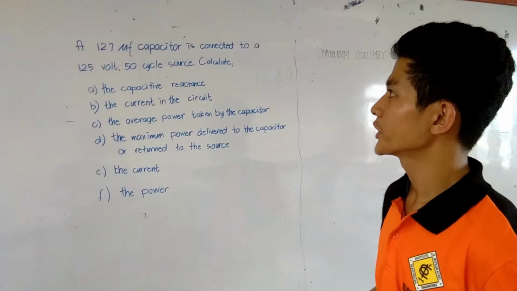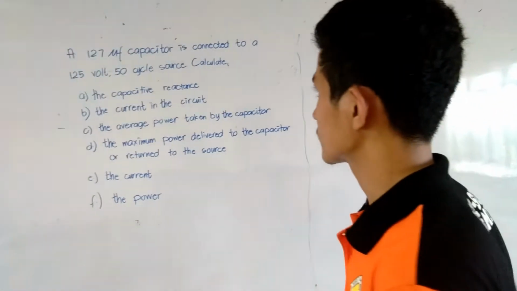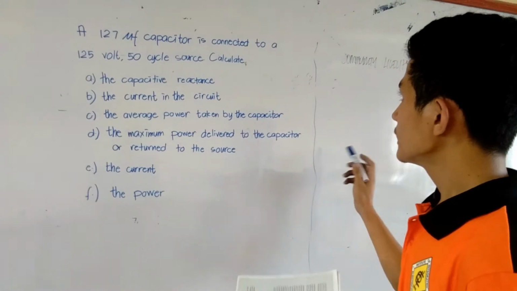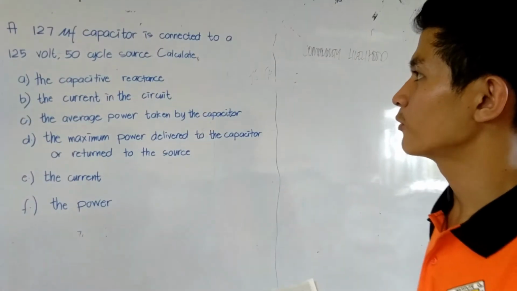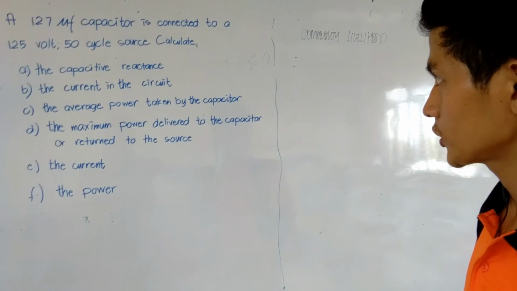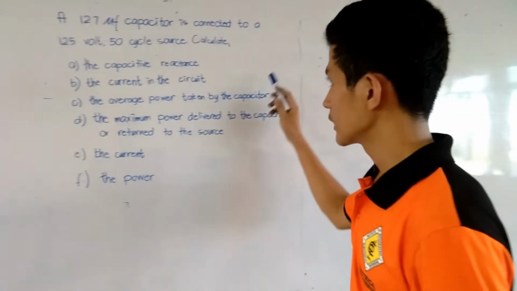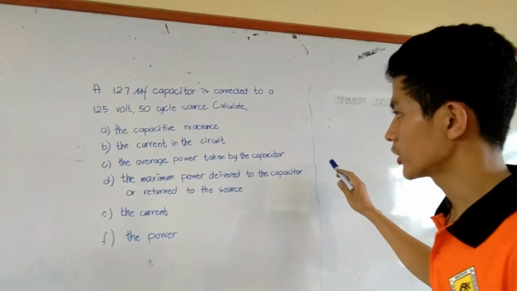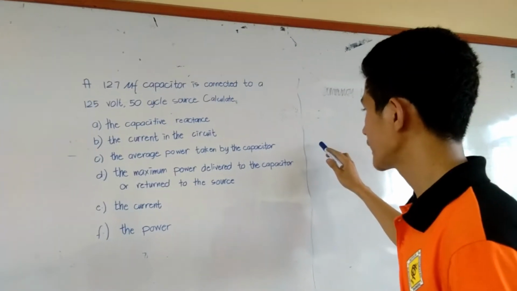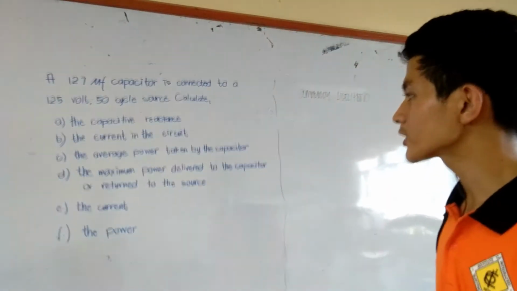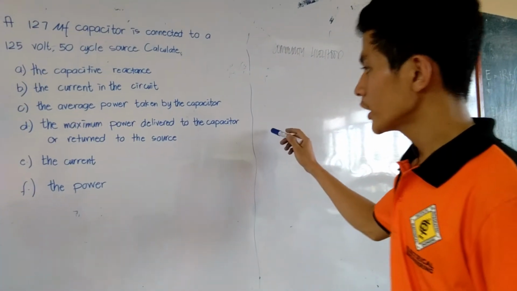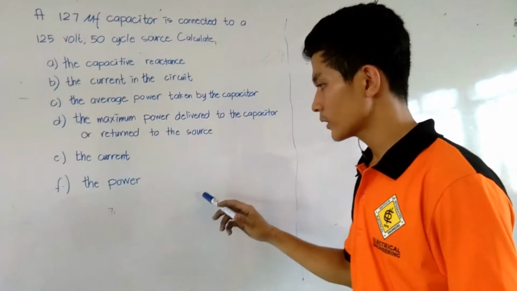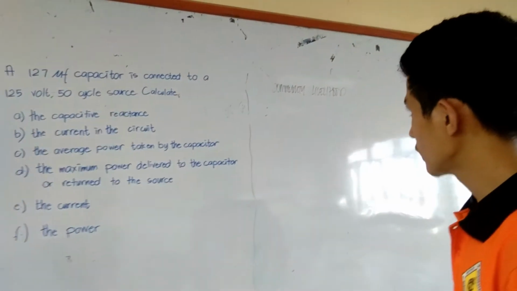So, example number 3. In a capacitive circuit, a 127 microfarad capacitor is connected to a 125 volt, 50 cycle source. Calculate, letter A, the capacitive reactance. Letter B, the current in the circuit. Letter C, the average power taken by the capacitor. Letter D, the maximum power delivered to the capacitor or returned to the source. Letter E, the current. And letter F, the power. So let's start with letter A.